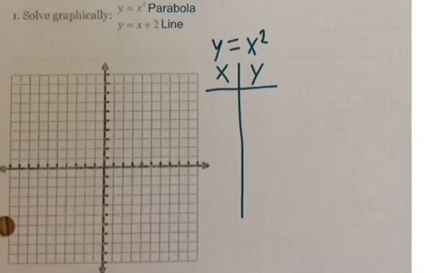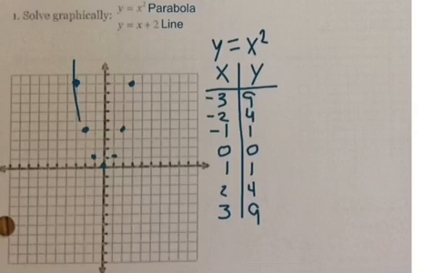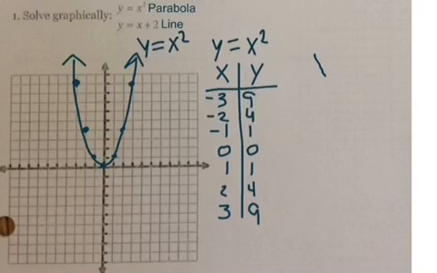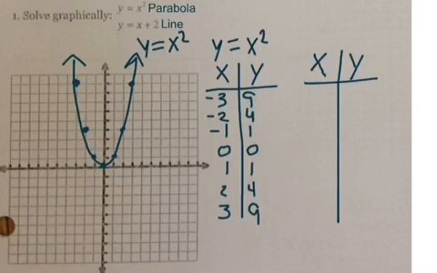Pause the video now and make your table of values for the parabola and graph the parabola. Once your parabola is drawn, do not forget to put arrows on the end and label it with the equation y equals x squared. Now that you graphed the parabola, you have to take and graph the line next. Be sure to show work when graphing the line. You can either make a table of values or you can use m equals, b equals. Pause the video now and graph the line.